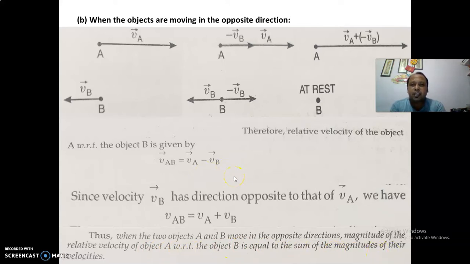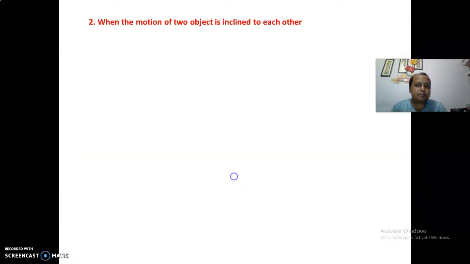So a very simple thing you need to understand: when the two vehicles are moving in the same direction, and you have to find the relative velocity of one with respect to another, it decreases. And when they are crossing, that is, if they are moving in the opposite direction, then the relative velocity will increase. The magnitudes are added up.